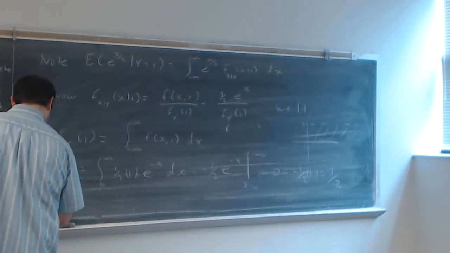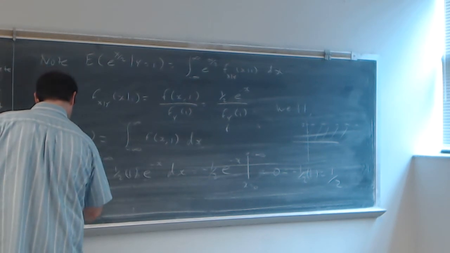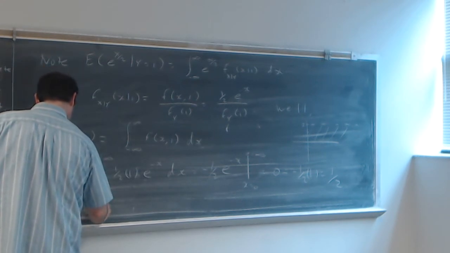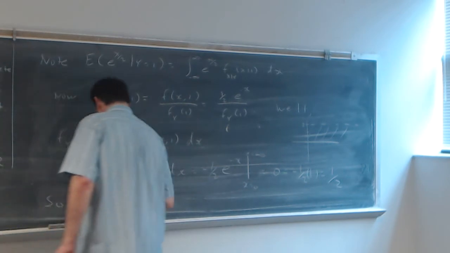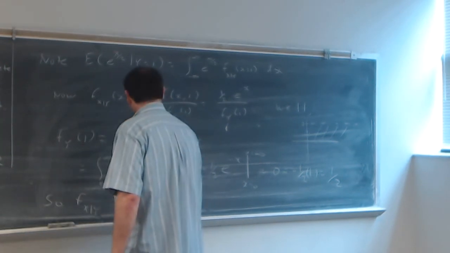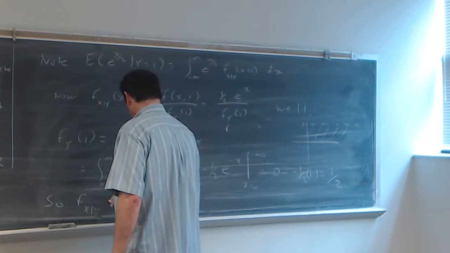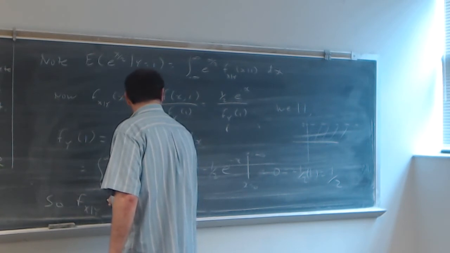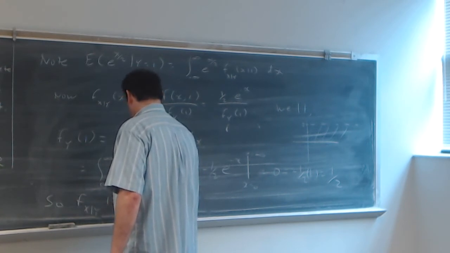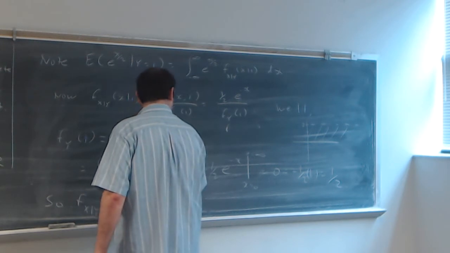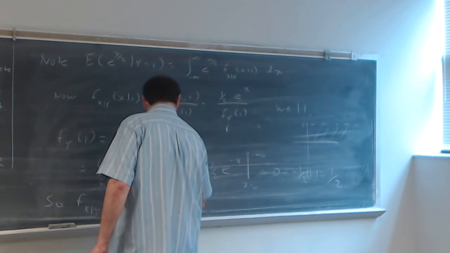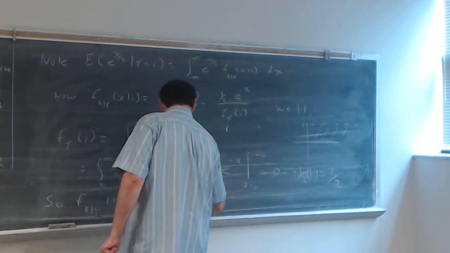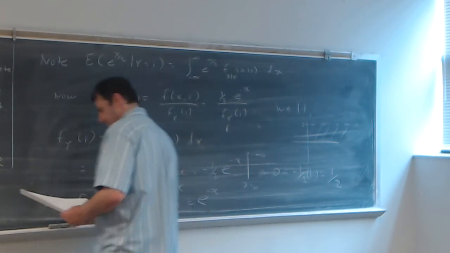So I'll write down on this board that the conditional density function of x given y equal to 1 is equal to 1/2 e to the minus x over 1/2, which is just equal to e to the minus x.